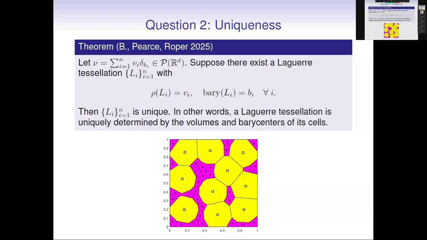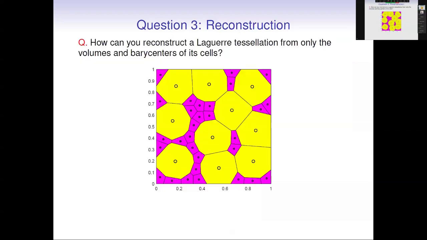So that means it makes sense to ask question 3, which is, can we recover them? How can you reconstruct the Laguerre tessellation from only the volumes and barycentres of its cells? Again, you tell me the areas of these cells, you tell me where the centre of mass of each cell is, can I give you back the tessellation? And the answer is yes. In fact, it's a convex optimization problem. I just want to show you the problem.